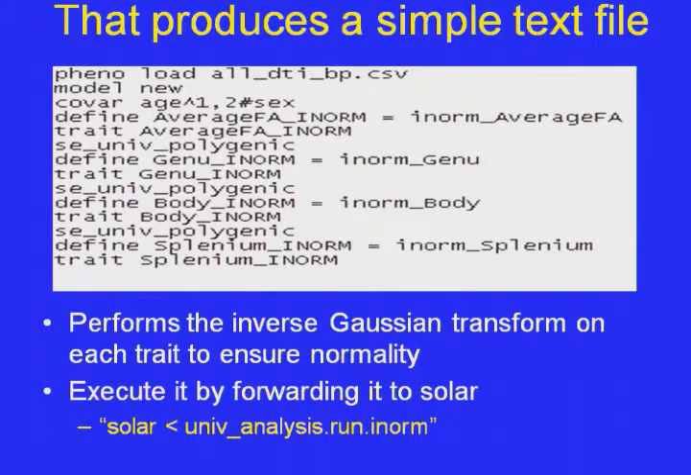And the simple text file that it produces basically looks like this. It's basically a concatenation or a sequence of Solar commands that you execute one after another, after another, and finally you forward it to the Solar interpreter and it will run it.